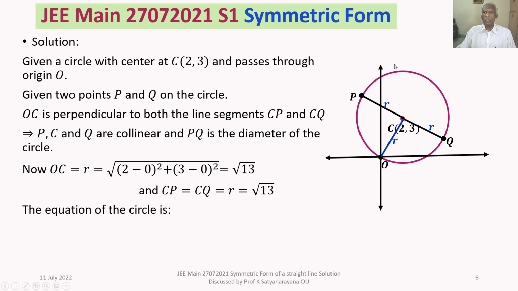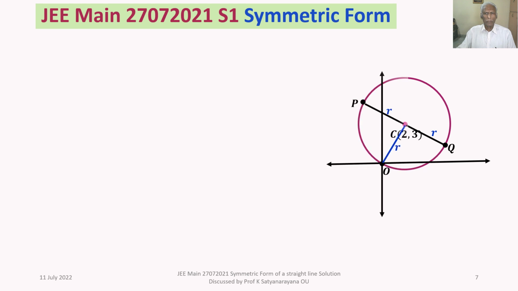The equation of this circle, with center at (2, 3) and radius root 13, is (x minus 2) whole square plus (y minus 3) whole square is equal to (root 13) whole square. Let's call this equation 1. We continue in the next slide. So that is the diagram, and we have the radius as shown in the diagram.